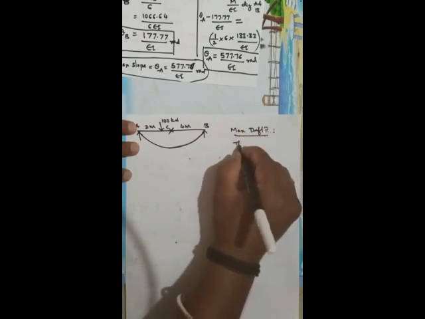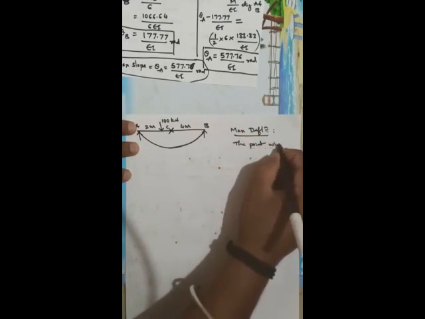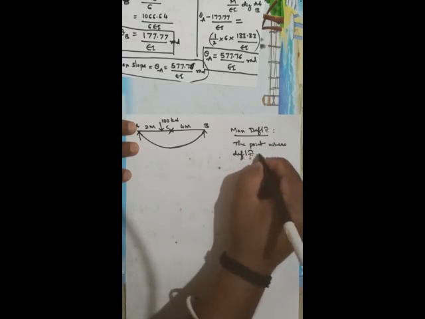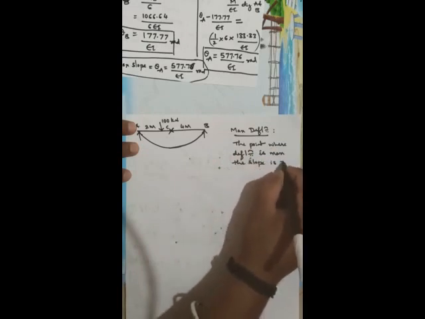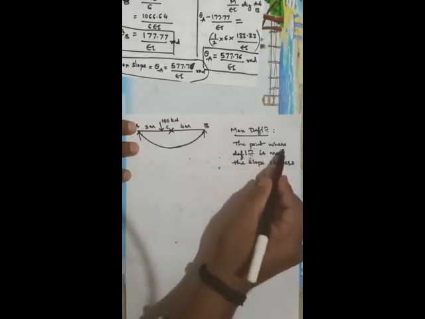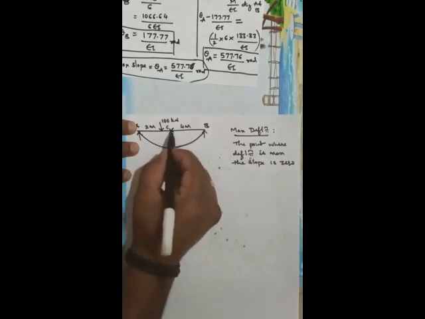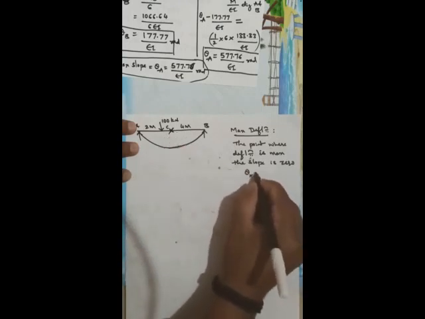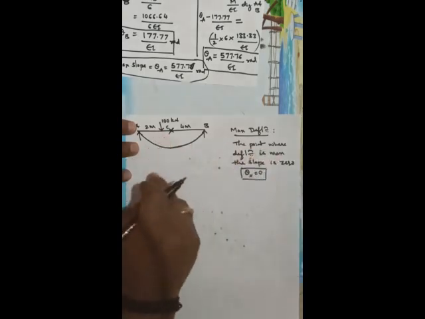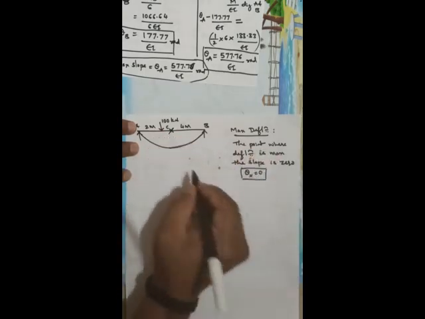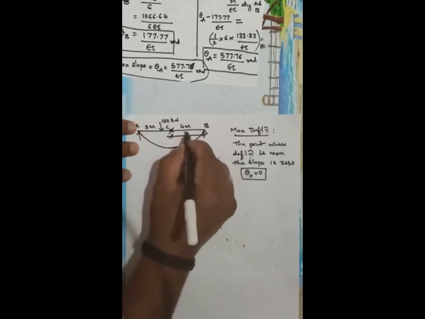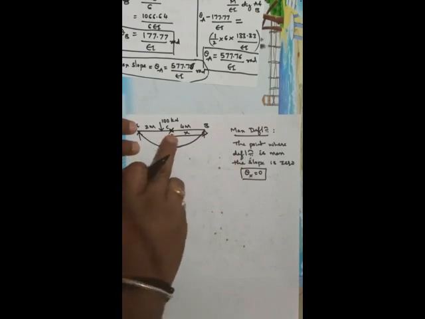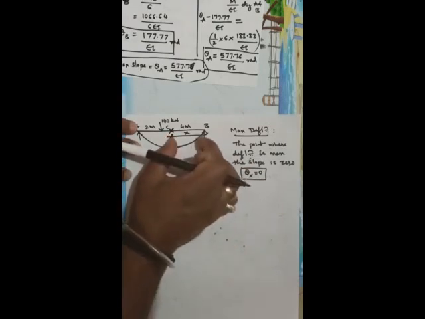Okay, so the point where deflection is maximum, the slope is 0, correct? About the point of maximum deflection, slope will be 0. Means if I consider this point as x, then theta x will be 0 at the point of maximum deflection, because I am considering maximum deflection at this point. So this is x, let us say x. This is at a distance x, let us consider. So this maximum deflection is at a distance x from point B.